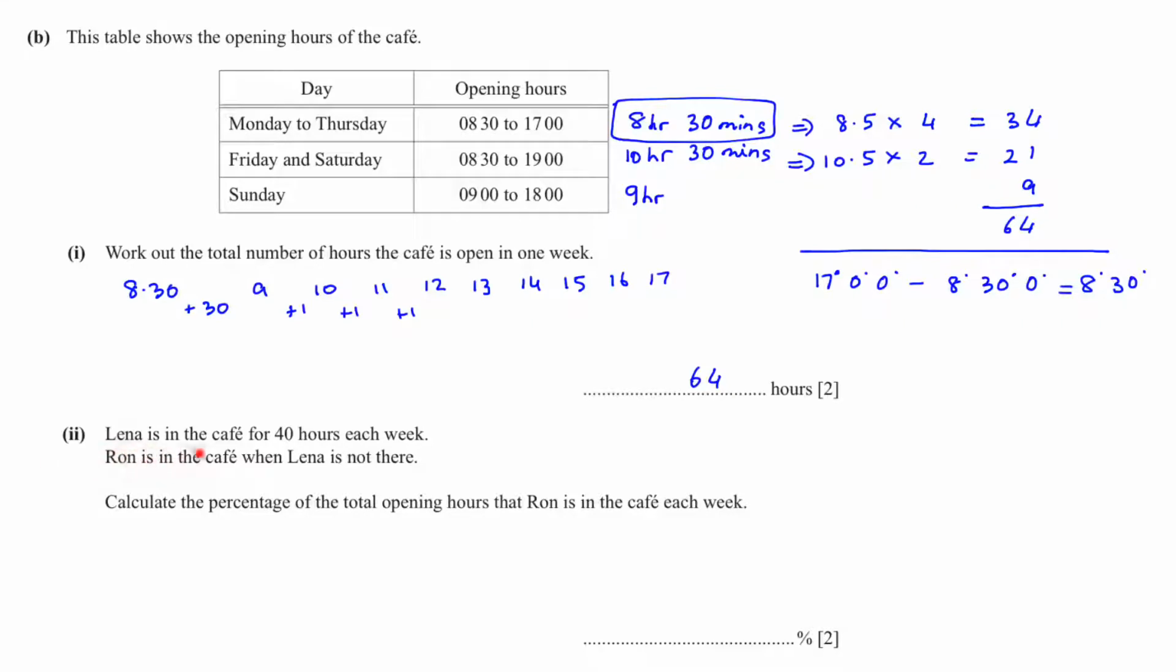B2. Lena is in the cafe for 40 hours each week. Ron is in the cafe when Lena is not there. Calculate the percentage of the total opening hours that Ron is in the cafe each week. So total opening hours is 64 and Lena is there for 40 hours. Therefore, the balance 24 hours Ron is there. We want to find the percentage of Ron in the cafe. So 24 over the total working hours multiplied by 100 will give you 37.5%.